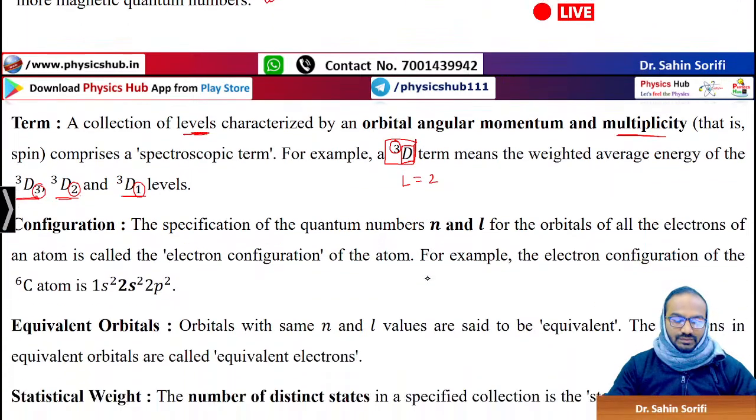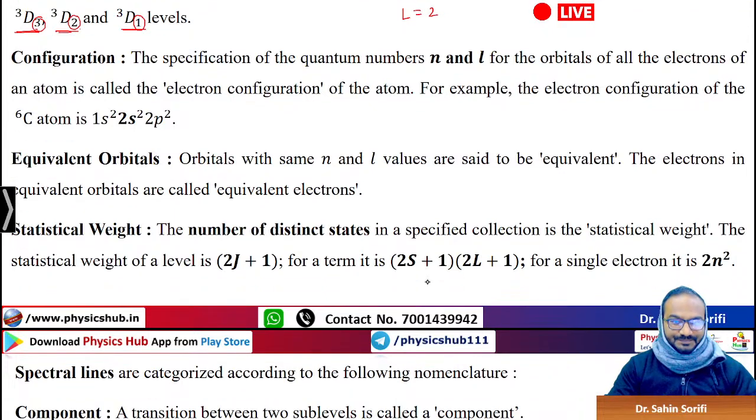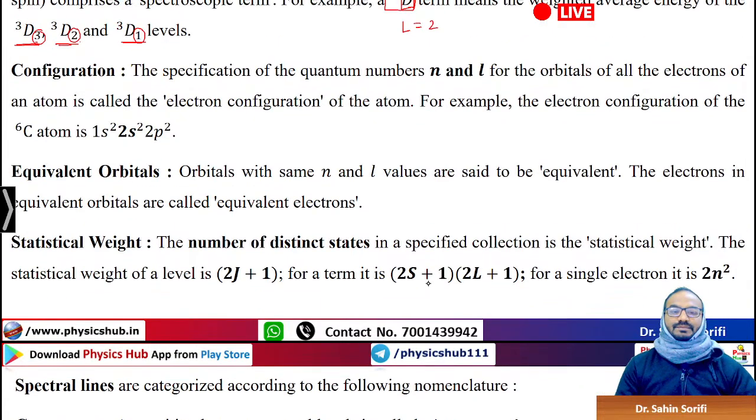Now let us talk about configuration. Good morning, Molly.